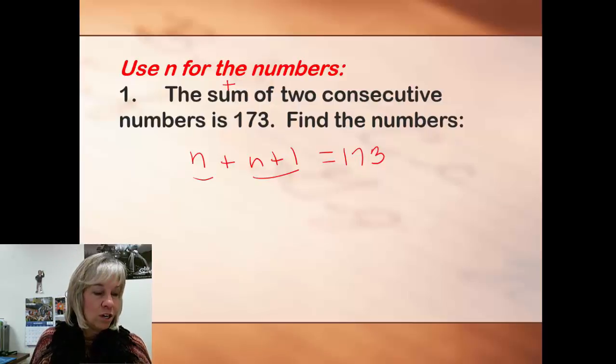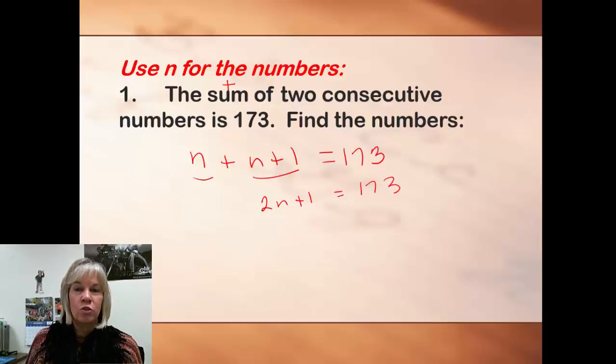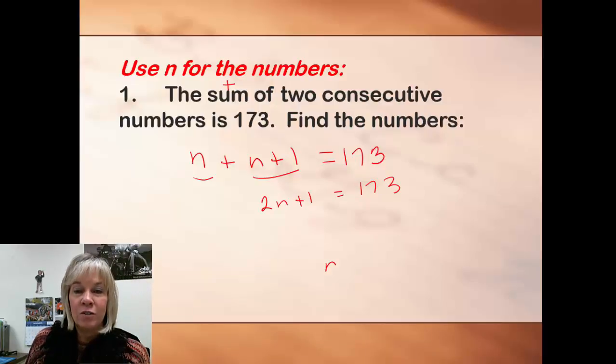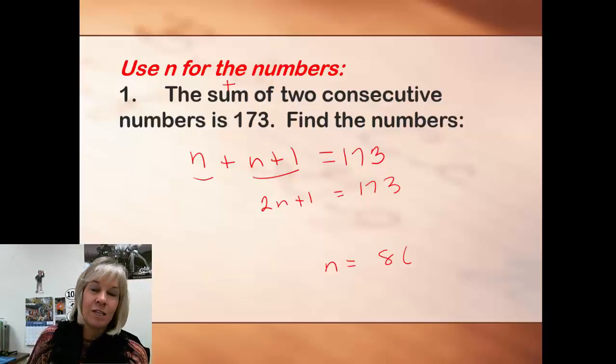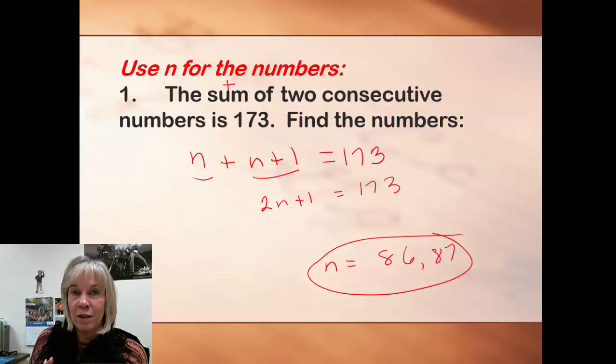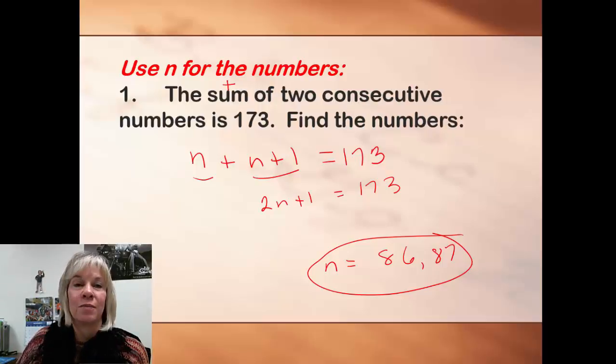All right, you should have combined 2n plus 1 equals 173, subtracted 1, and then divided by 2, and your answers should have been 86 and 87. And did you add them up to make sure you had them right? Always check yourself. That will help you not make some careless mistakes.